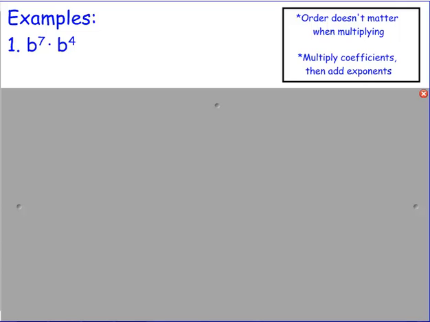b to the 7th times b to the 4th. Notice you have the same base, which would be b. That means the base stays the same, and I can add the exponents, which gives us just b to the 11th. And again, I think that's as simple as it gets, and that's in your background knowledge.